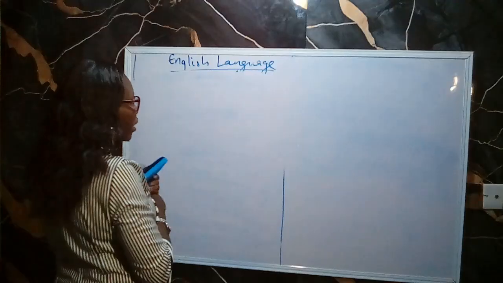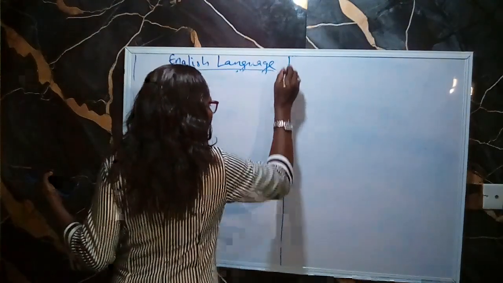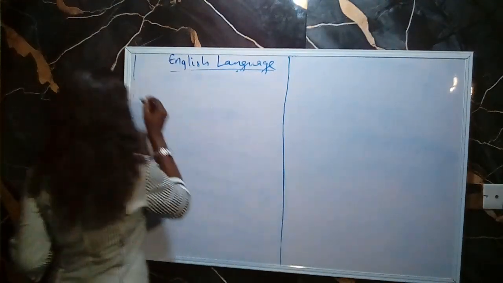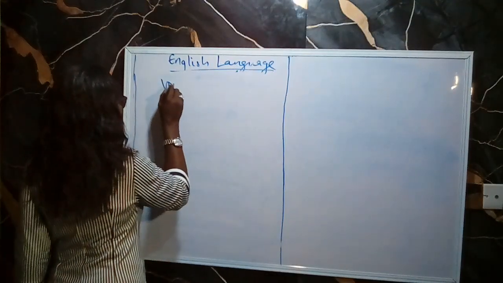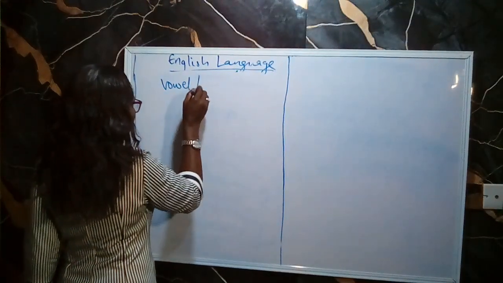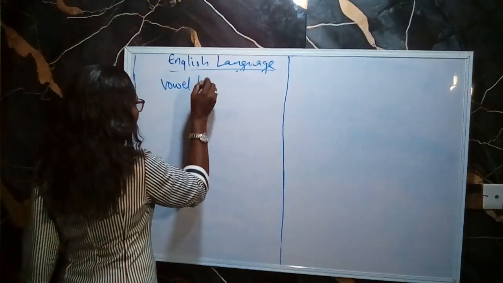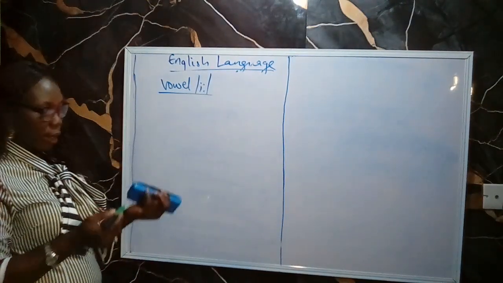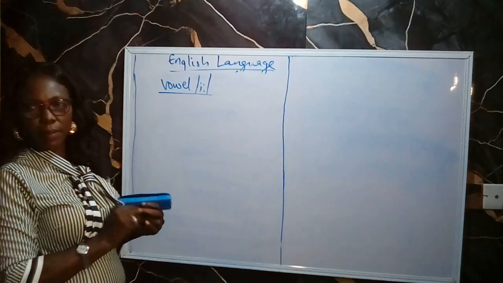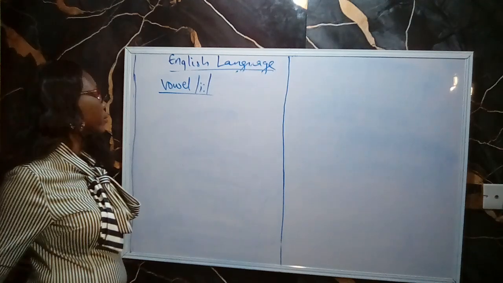I hope you've taken notes of all of them. So let's go to the first vowel sound. That is the very first vowel sound, E. Repeat after me. E.